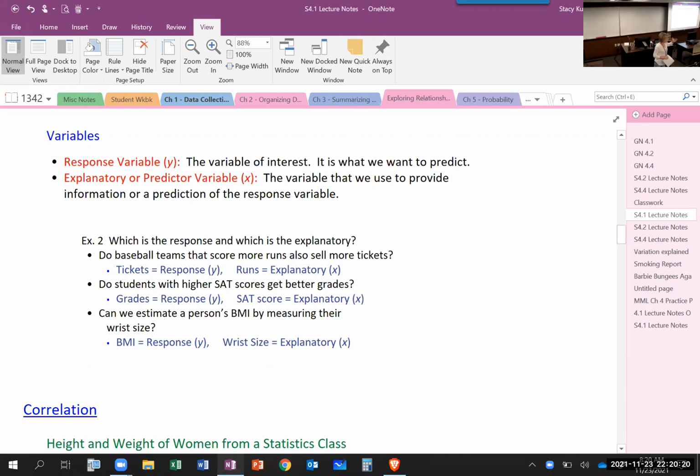Here, we're sort of rephrasing how we talk about them. In this case, we call the x variable the explanatory or the predictor variable. It's what we're going to use to provide some sort of information or prediction. And the y variable becomes the response variable. It's what we want to predict. So that's a little bit different way for us to be thinking about it.